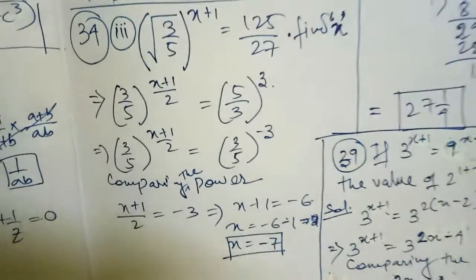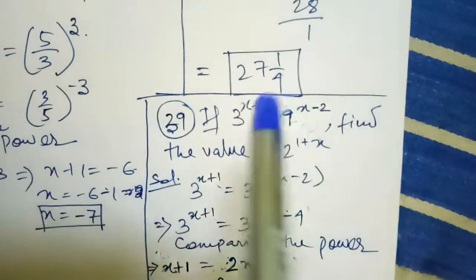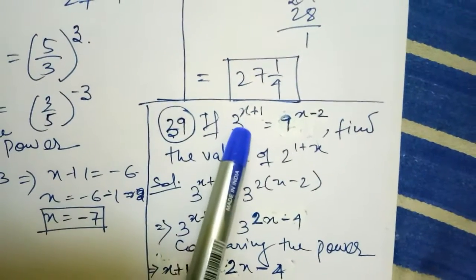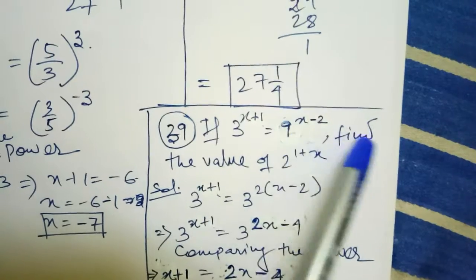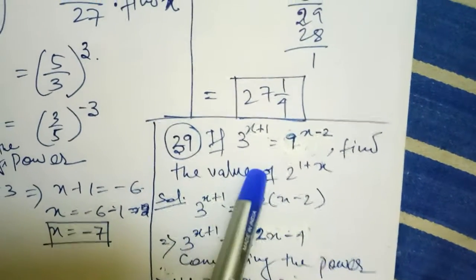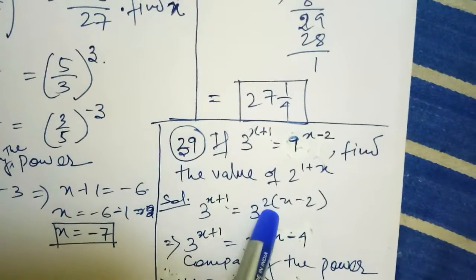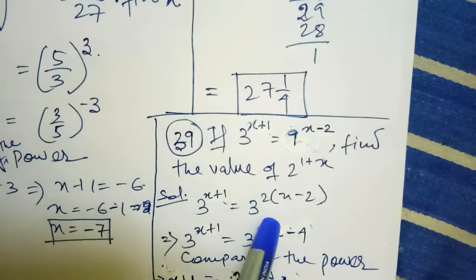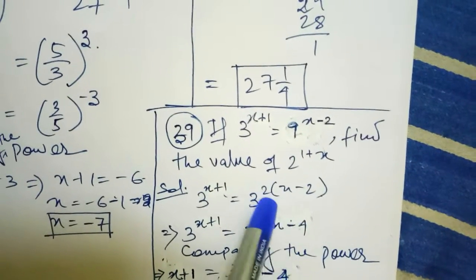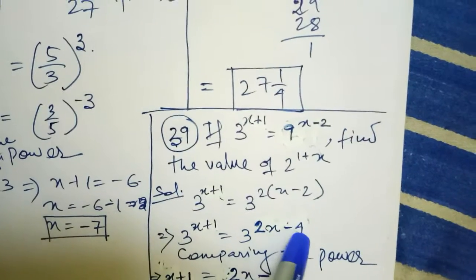Okay. Next, there is the third, 39 question, that is the last question. It is given that if 3 to the power x plus 1 equals 9 to the power x minus 2, find the value of 2 to the power 1 plus x. Now from here, what I have written, 9 I have written as 3 to the power 2. I can write down this one. Now from here we can easily open the bracket. The bracket gives 2x minus 4.